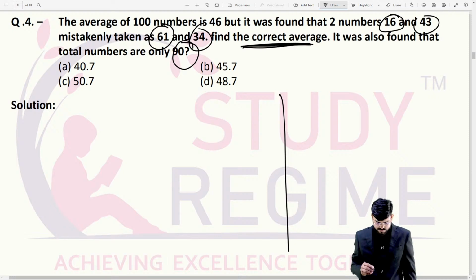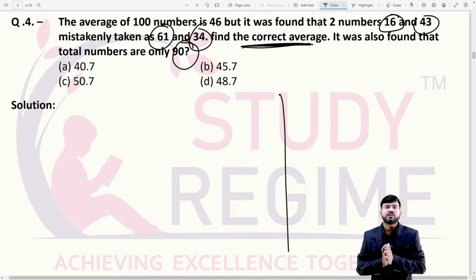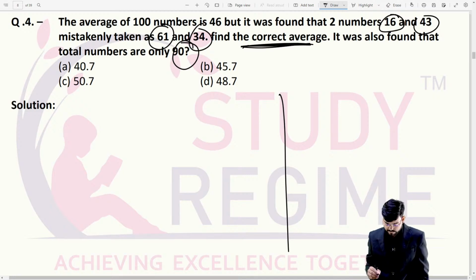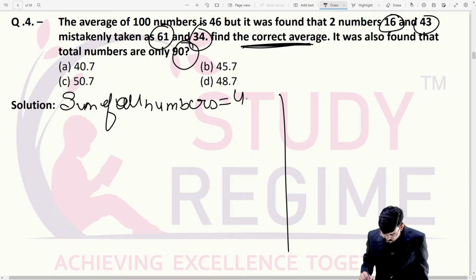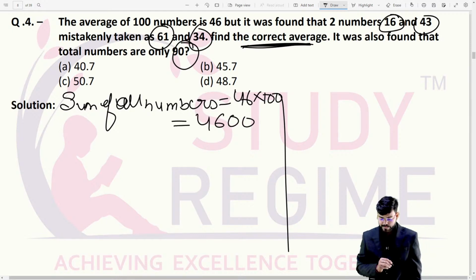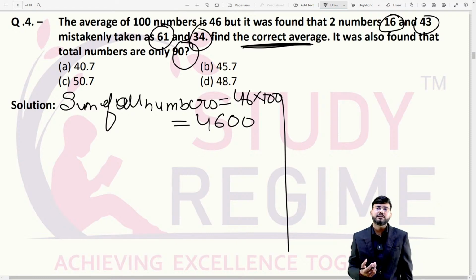Let's see how to solve this. Now if the average of 100 numbers is equal to 46, if I want to find the sum of all the observations or all the numbers, I will get the sum of all numbers equal to 46 into 100, that is equal to 4600. From the first line it is given that the average of 100 numbers is 46. Now I want to find the sum of all the numbers, I can just multiply it with 100. So 46 into 100 will become 4600.